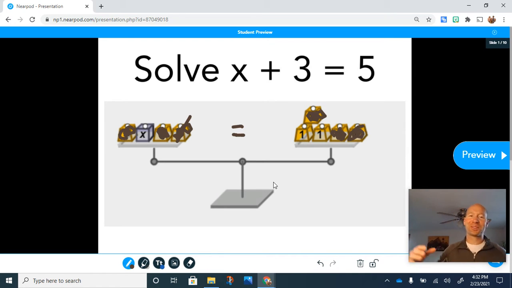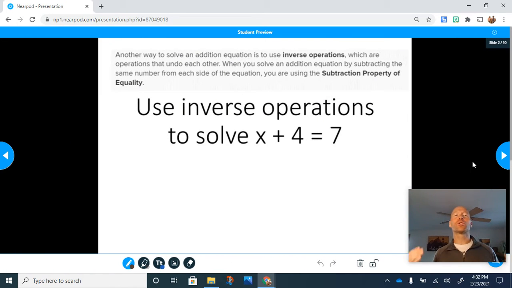How can we do that without drawing a balance board or actually weighing things out? Well, we can just use the subtraction property of equality. So, like we read yesterday, another way to solve an addition equation is to use inverse operations, which are operations that undo each other. It's the opposite thing that cancels the other one out.